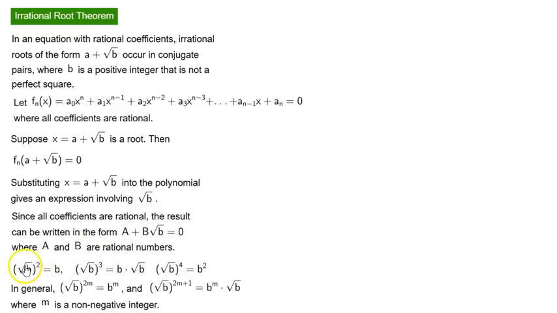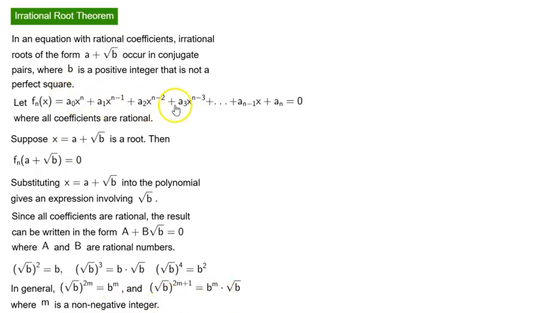Look at it like this. Root b we have. Now, the square of that is equal to b. Cube of it is equal to b times root b. Fourth power of root b is b square. So, in general, root b to the power of an even number 2m is equal to b to the power of m. And root b to the power of an odd number is equal to b to the power of m times root b, where m is a non-negative integer.